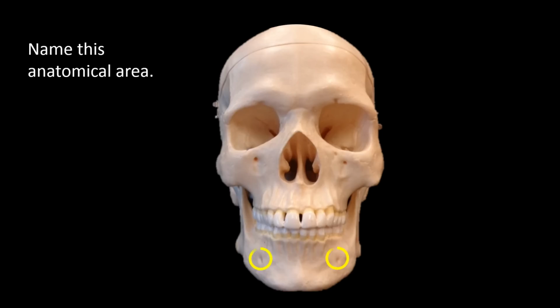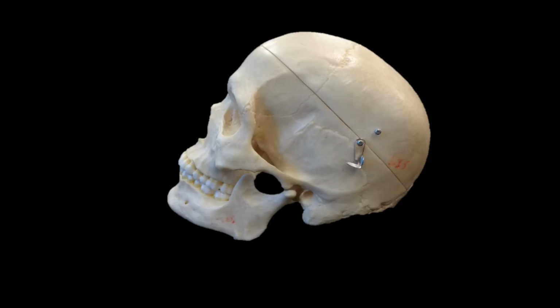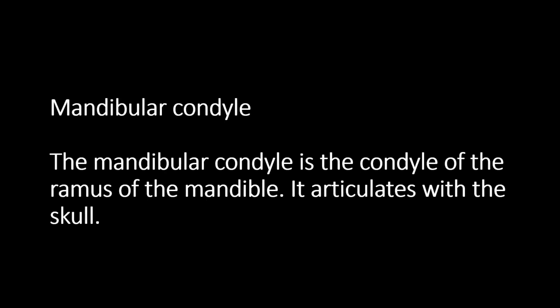Name this anatomical area. Mental foramen. The mental foramen is one of two holes located on the anterior surface of the mandible. It allows passage of the mental nerve and vessels. Name this anatomical area. Mandibular condyle. The mandibular condyle is the condyle of the ramus of the mandible. It articulates with the skull.